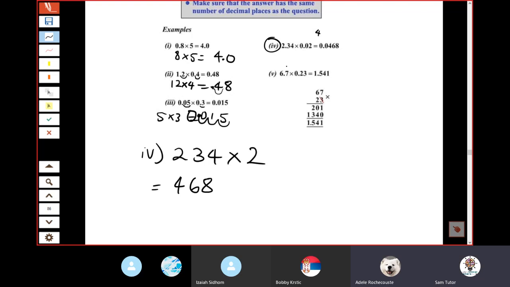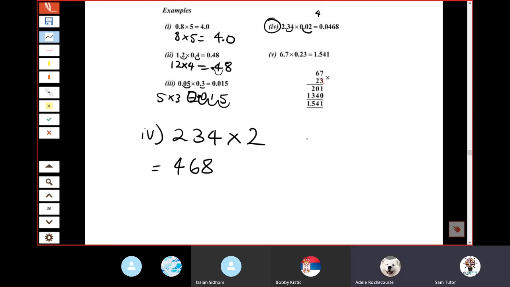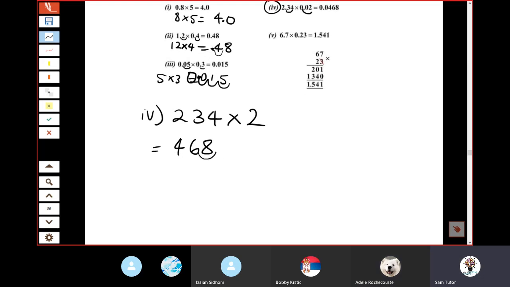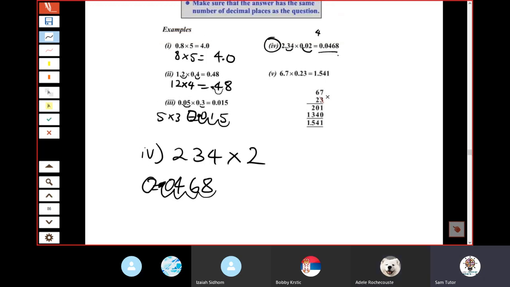Let's check. No, 2 here and 2 here. How many is that all together? 4. So 1, 2, 3, 4. So the answer is 0.0468.